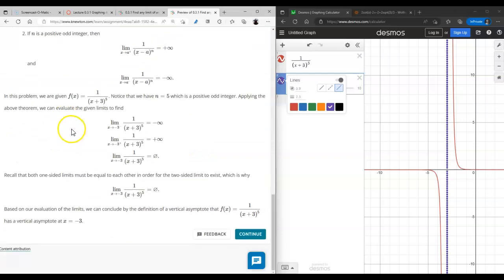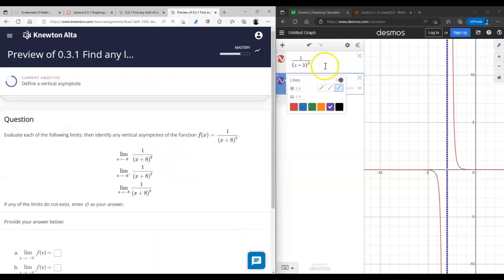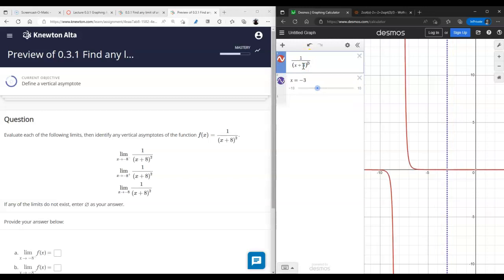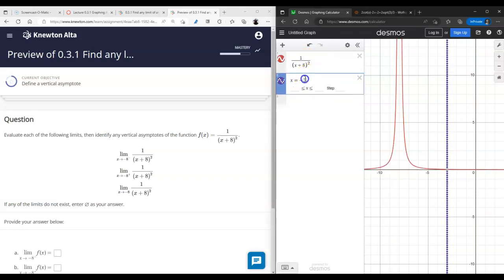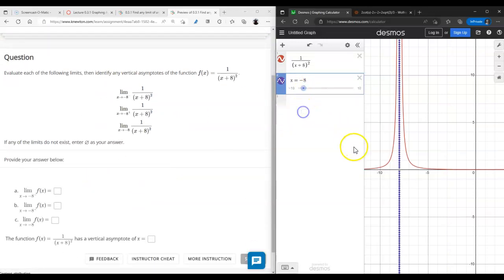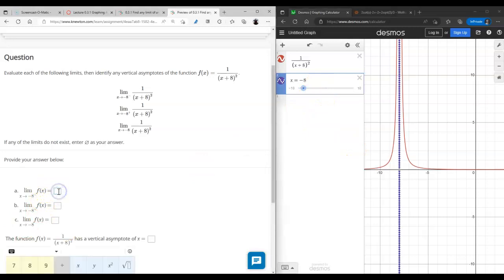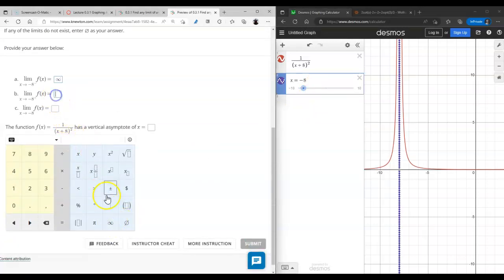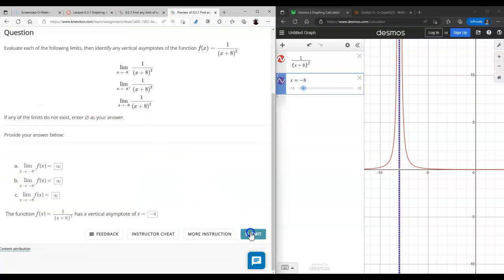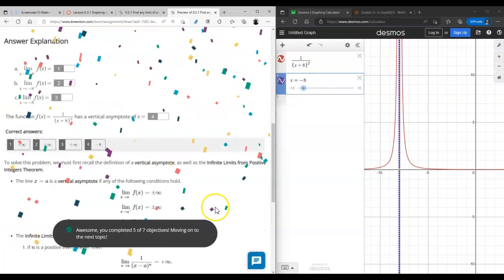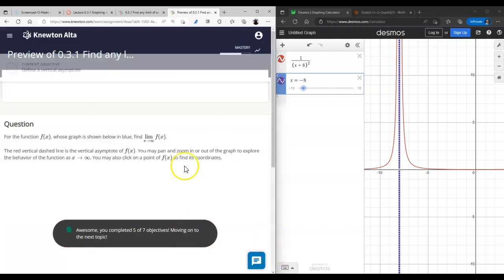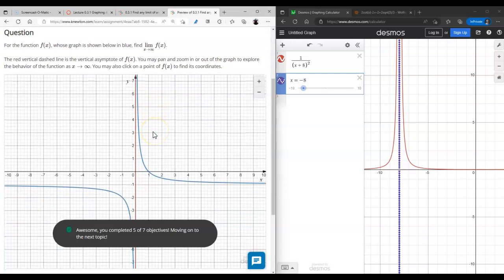Now, if you read the solution, it may look more complicated than what you really need. Same here. And as we're doing this, you may start recognizing some patterns. And this is how you strengthen your analytical skills. In this case, on the left we have infinity, on the right we have infinity, and the two-sided limit is also infinity, and therefore the asymptote is at x equals -8. We did 5 out of 7 objectives. Graphing approach rocks.